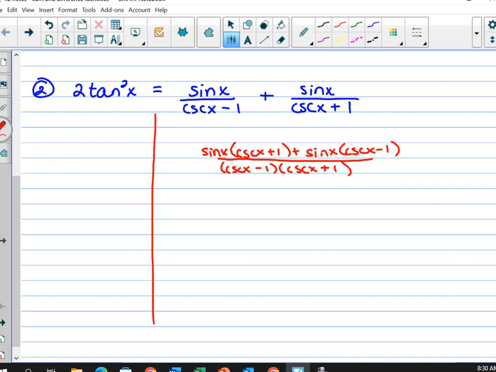Okay. When I distribute the sine, what is sine times cosecant? 1. So I have 1, and then plus sine. And then again, sine times cosecant is 1, and then minus sine. So what do I have left in the numerator? And what is cosecant squared minus 1?